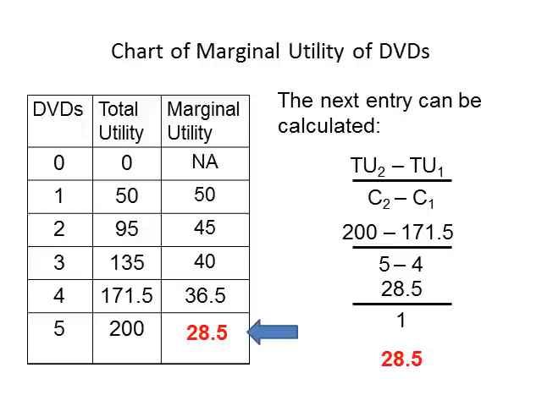Next, do the subtractions, which gives 28.5 in the numerator, 1 in the denominator. Divide the numerator, top number, or 28.5, by the denominator, the bottom number, 1, which is equal to 28.5. Place 28.5 in the sixth row of the marginal utility column.